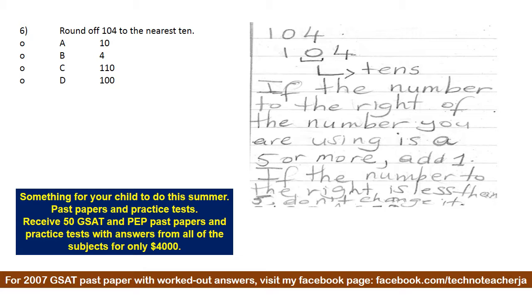One more time, if the number in the ones position is 5 or more, add 1 to the number in the tens position. If the number in the ones position is 4 or less, do not change the number in the tens position. One more time the rule: if the number in the ones position is 5 or more, add 1 to the number in the tens position. If it is 4 or less, do not change the number in the tens position.